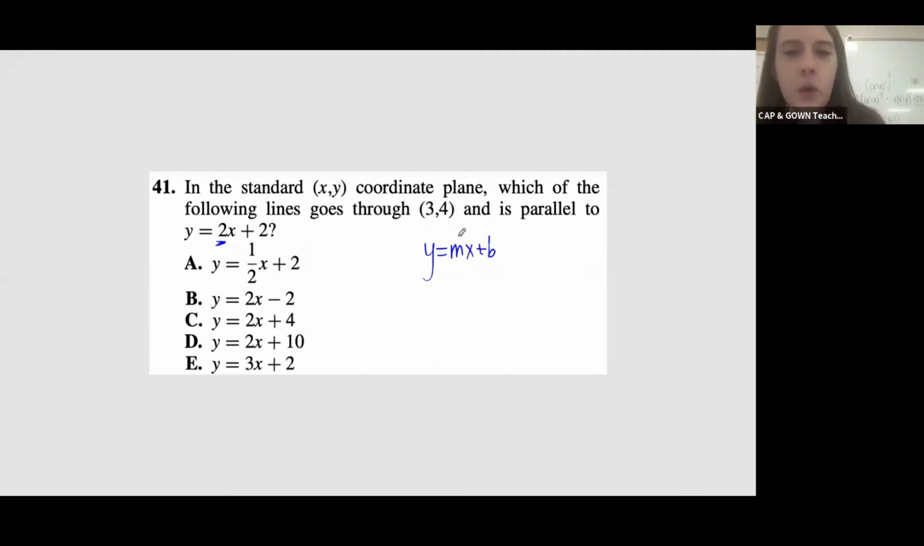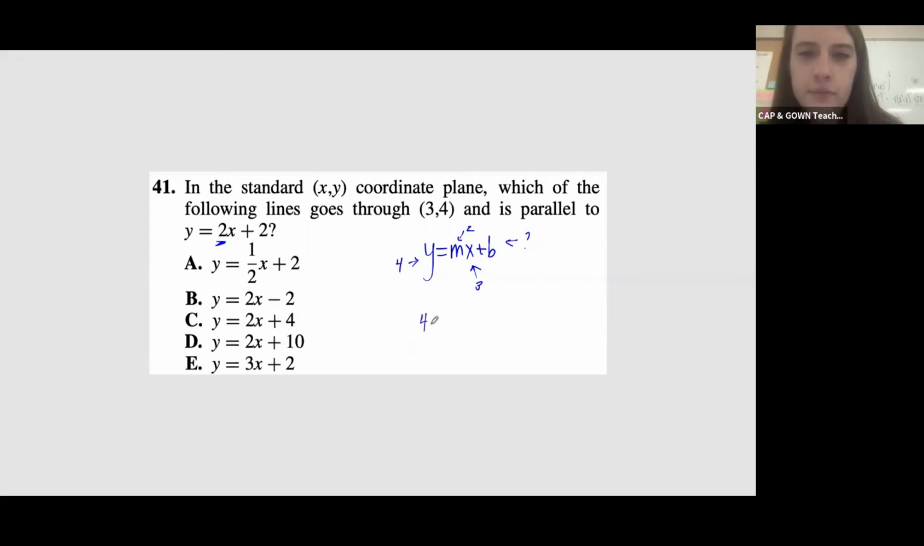I know my slope is 2. And I also know what my y and x could be. The only thing I don't know is the y-intercept. And that's what I'm going to find first to help me get the rest of my equation. So I know that x is 3, or could be 3, and y is 4. And I'm going to solve for b in order to get my equation.